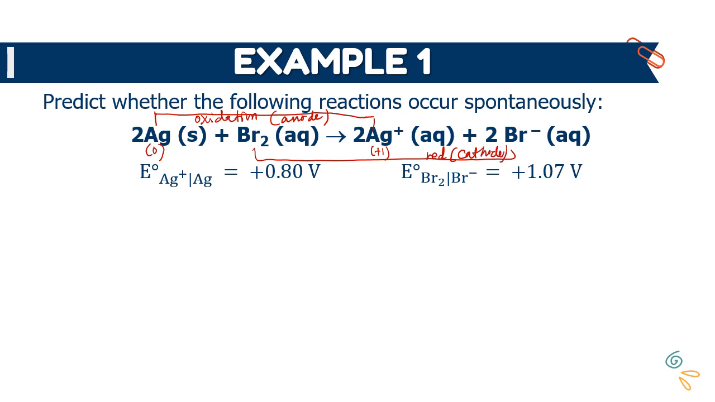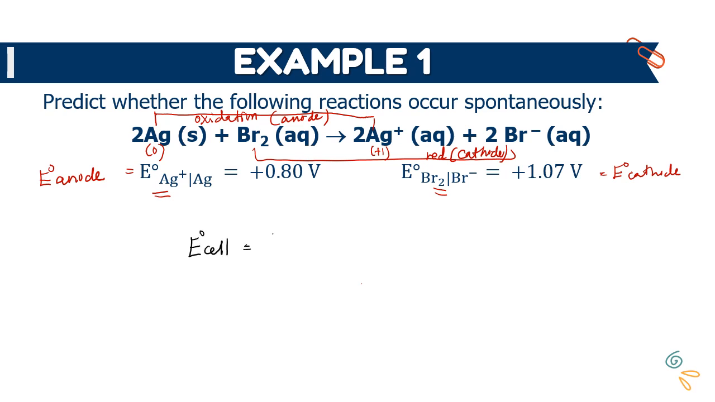So the value that you have over here, label them. Your silver Ag will be your E naught anode. And for Br2, this will be your E naught cathode. So that's the use of the value given over here. Because we want to know, is this reaction spontaneous or not? How are you going to do that? By calculating using the E naught cell.